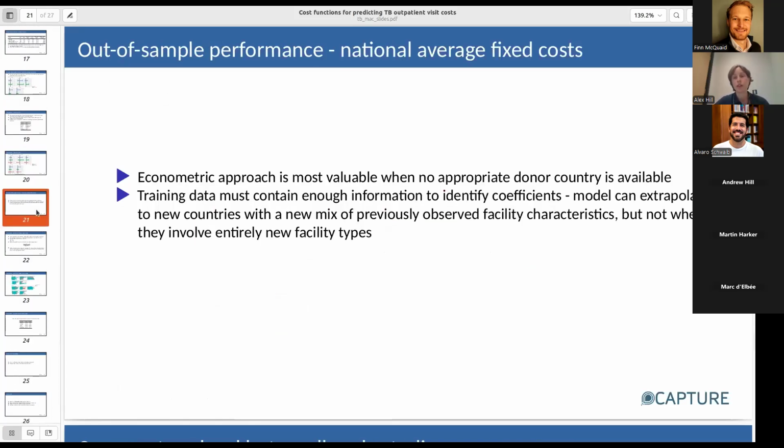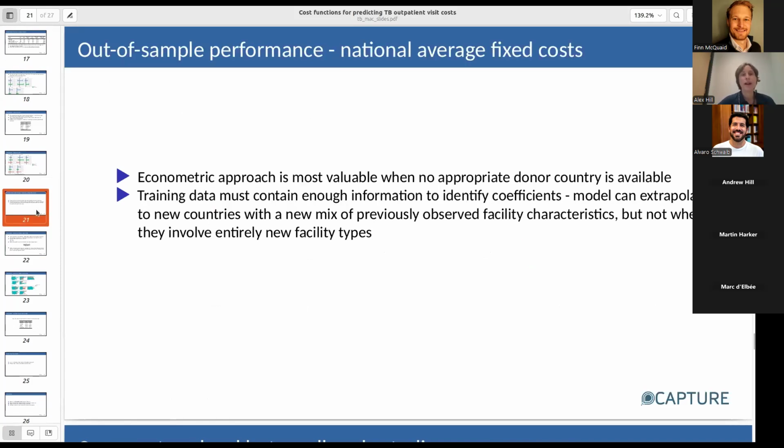So, summing that up, I think the econometric approach is most valuable when no appropriate donor country is available. And the training data has to contain enough information to identify the coefficients. So it can extrapolate well to new countries that just have a new mix of previously observed characteristics, but not when the new country involves entirely new facility types.